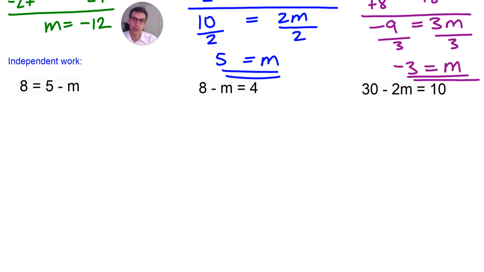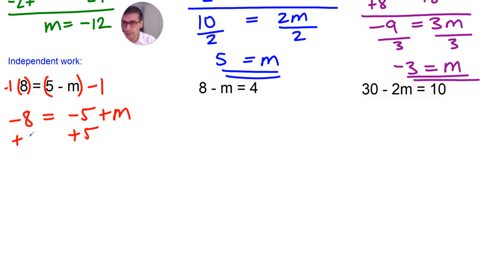In 3, 2, 1. So question on the left, we're going to multiply both sides by negative 1, so it's going to be negative 8 is equal to negative 5 plus m. And then I'm going to add 5 to both sides. You could have done this the other way by adding m to both sides and then taking away 8. So negative 8 plus 5 is negative 3 equals m.